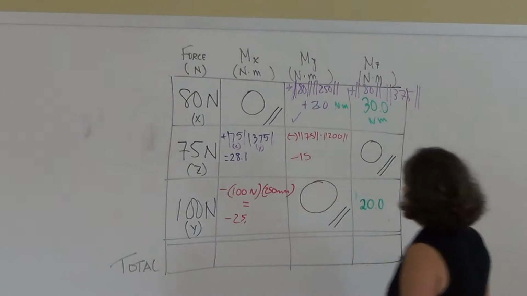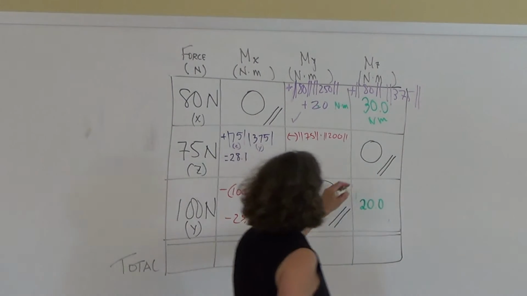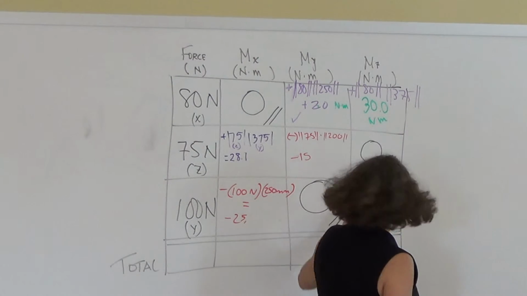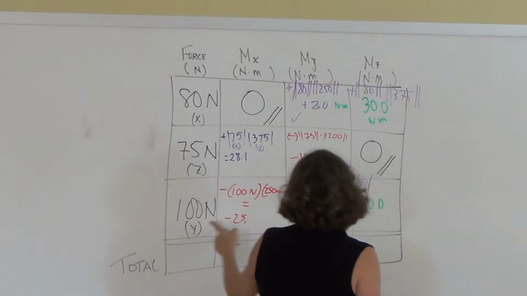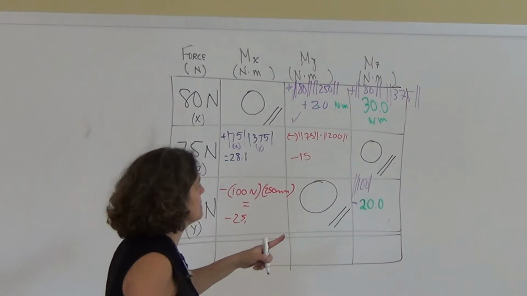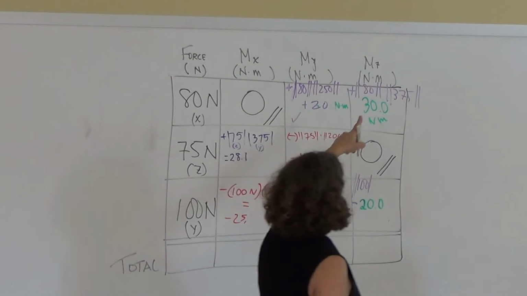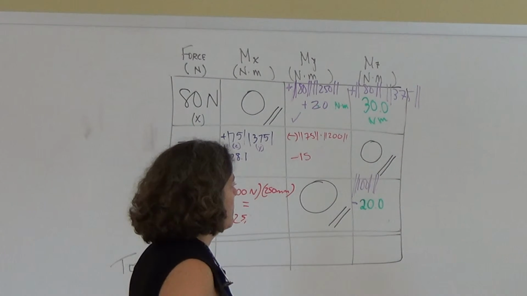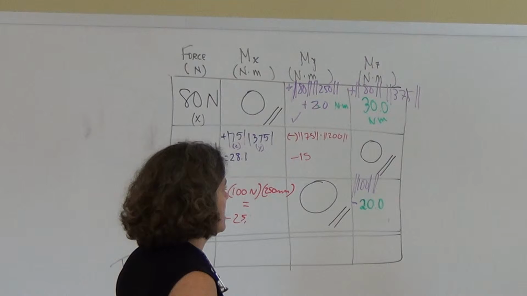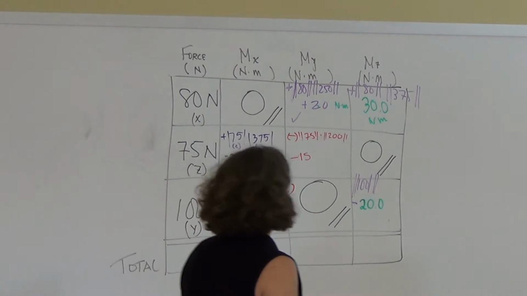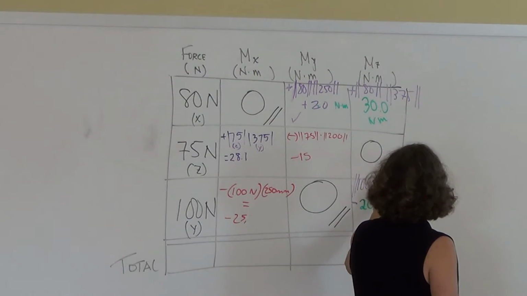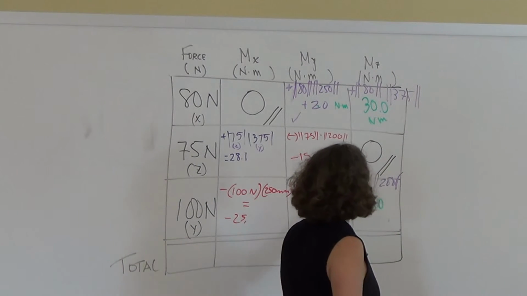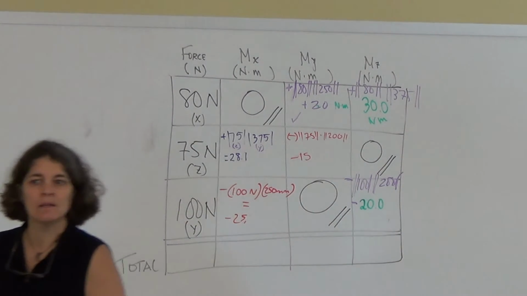Okay. And then let's do the last one. So the what, Isadora? That's minus negative. Okay. So it's 100, and 100 is in the y. We're trying to find the moment in the z. So the distance has got to be in the x. 100, moment in the z, distance is in the x, it's got to be 200. Is it a positive or a negative? I see a negative, so negative 20. Did somebody else get that?